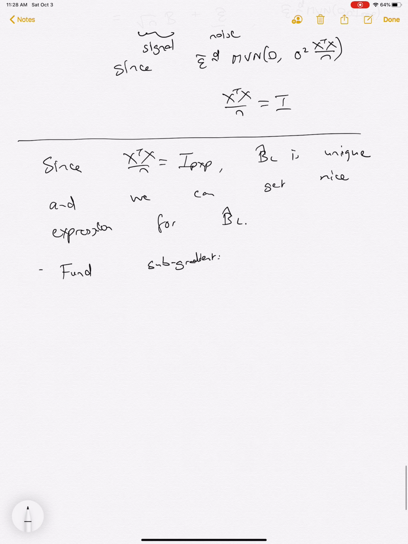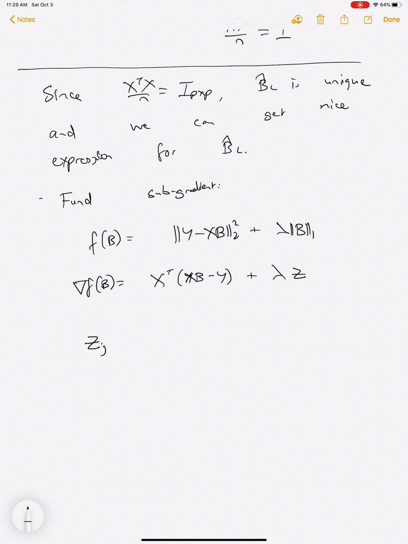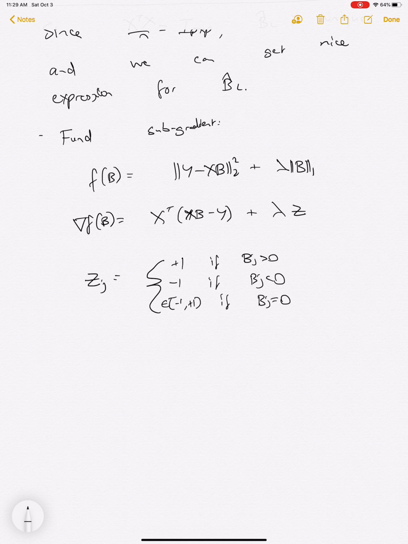we're going to use this idea of subgradients. So we have that f of b here equals, okay, and so the gradient here, okay, and so remember that this z here, zj, z is just equal to +1 if bj is bigger than 0, -1 if bj is less than 0, and, coming from this subgradient, if bj is equal to 0, it's equal to any number between -1 and 1.